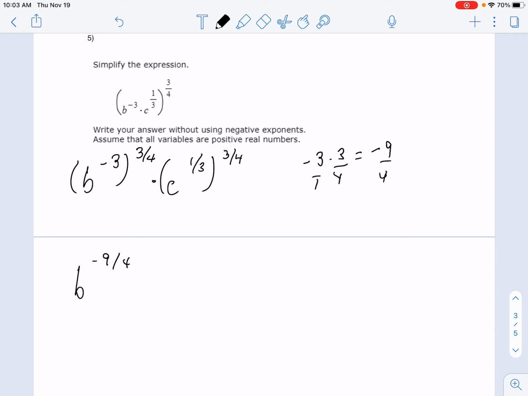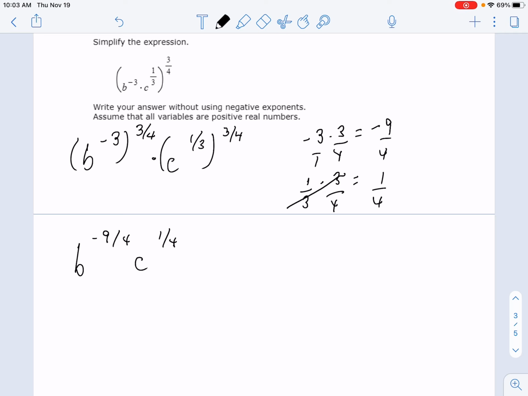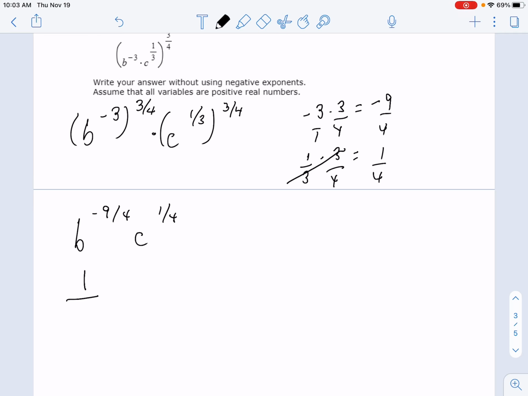And c to the 1/3 times 3/4. So we need to multiply 1/3 times 3/4. The 3's will cancel, so that's just 1/4. c to the 1/4. And then we can't leave the negative exponent on the b, so that's 1 over b to the 9/4 times c to the 1/4. And then to simplify, we'll turn the c to the 1/4 into a fraction, just stick it over a 1. So that's going to be c to the 1/4 over b to the 9/4.